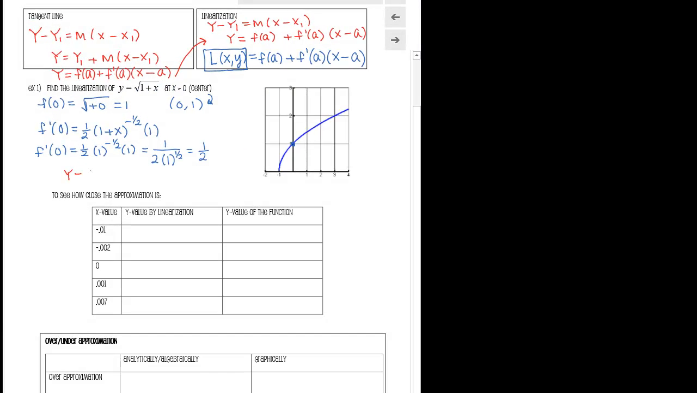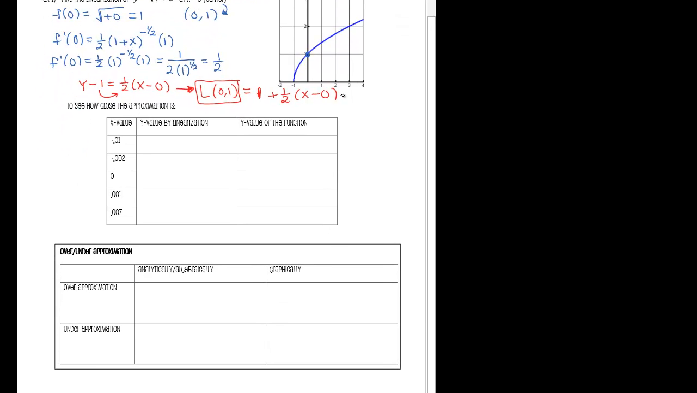y minus the y of the point is equal to the derivative times x minus x of the point. And to turn that into linearization, to use the notation, we just change the y to L of 0, 1. All this says is y equals, the y value is going to move to the right, so 1, and then plus the 1/2 times x minus 0, which obviously can be simplified. That would be the actual local linearization.